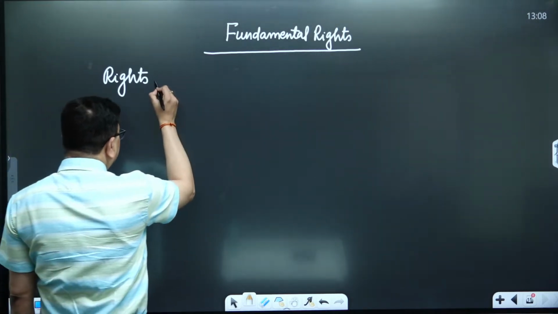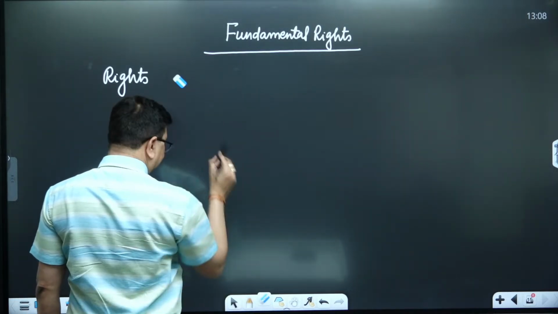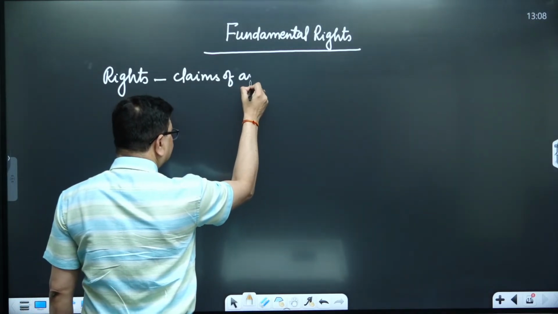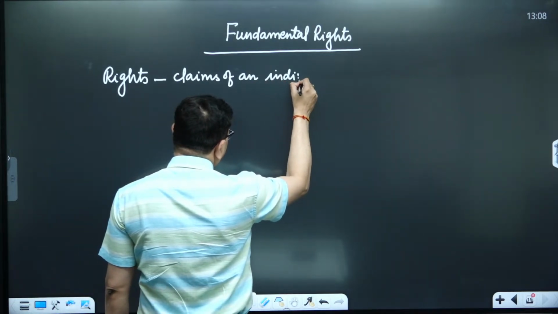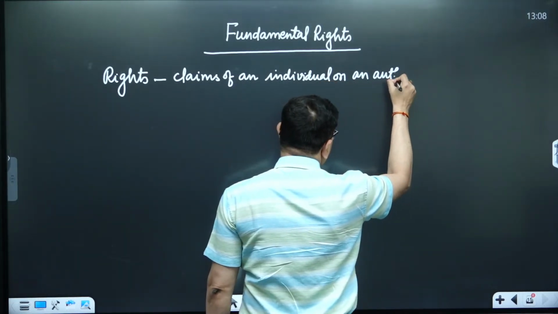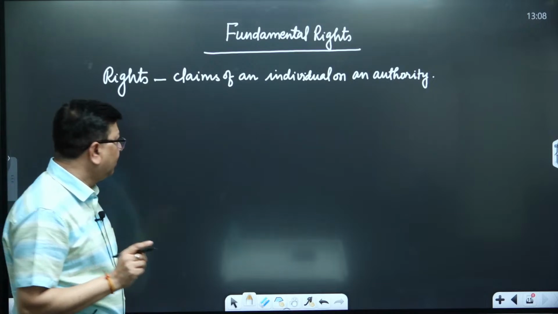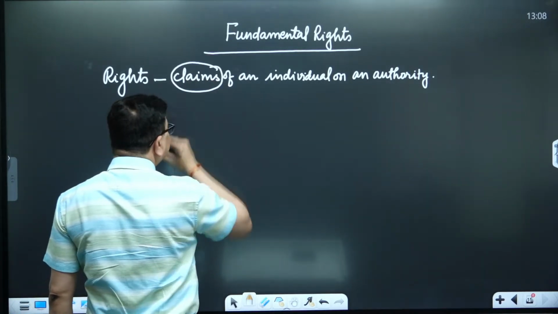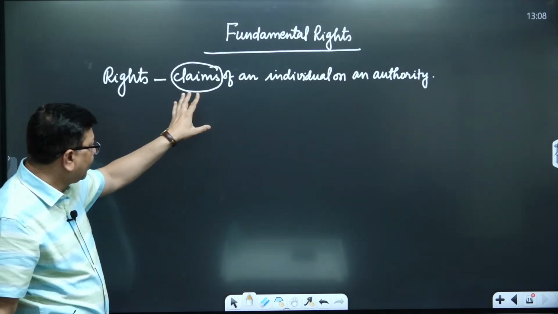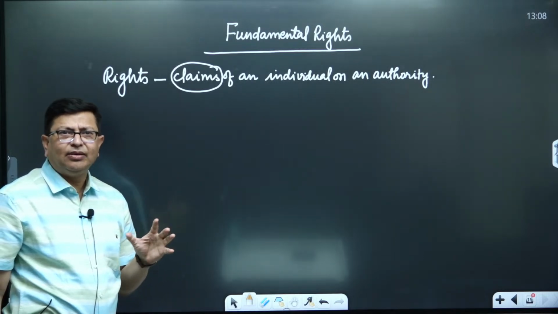Rights are the claims of an individual on an authority. Here the key word is the claims of an individual on an authority. So claims will be your key word here. You go and you claim something. These rights are not privileges.